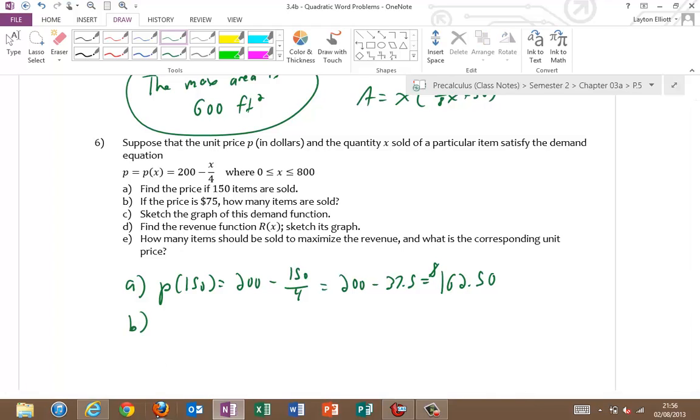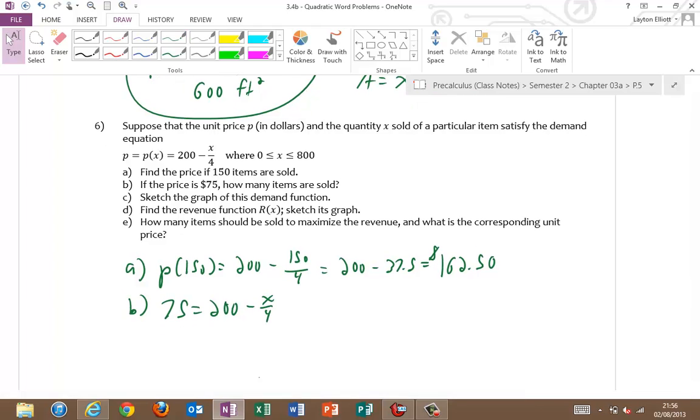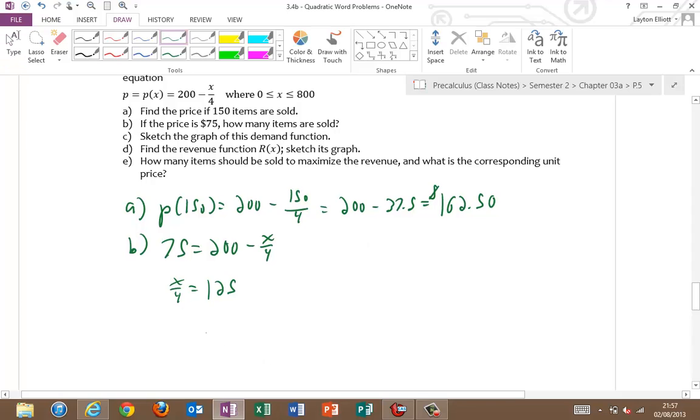Then part B, if the price is 75, how many items are sold? Well, then I would say 75 equals 200 minus x over 4. Swapping things around, I have x over 4 is equal to 200 minus 75, which is 125. Multiply that by 4, and I get x is equal to 500.